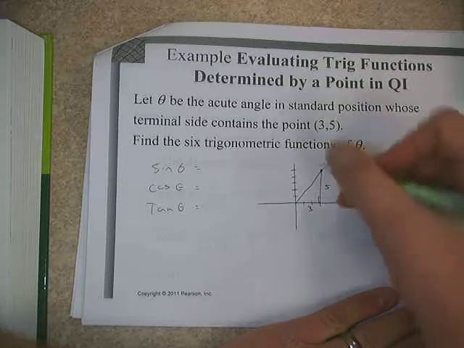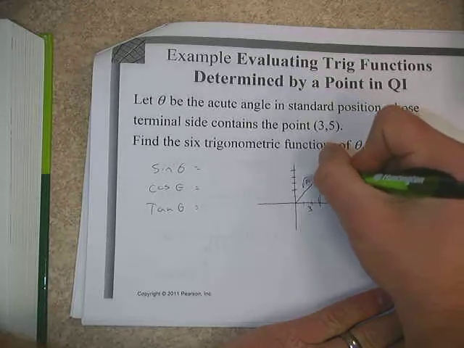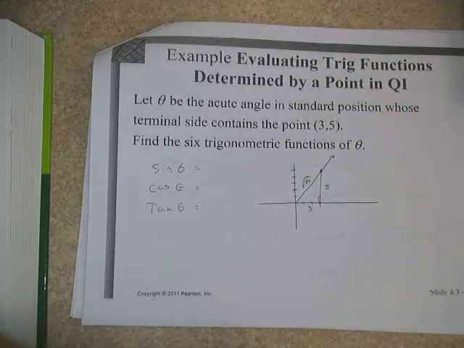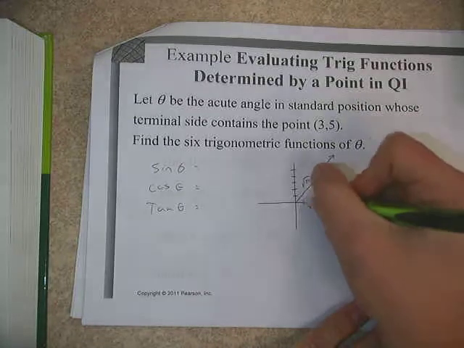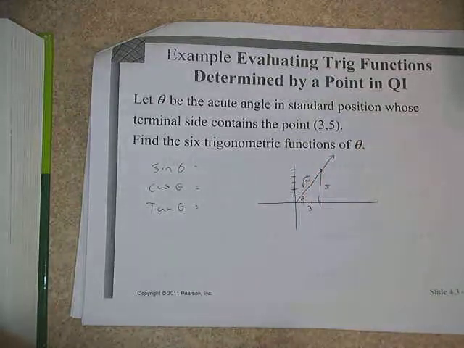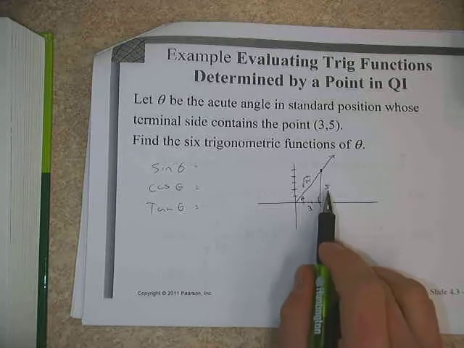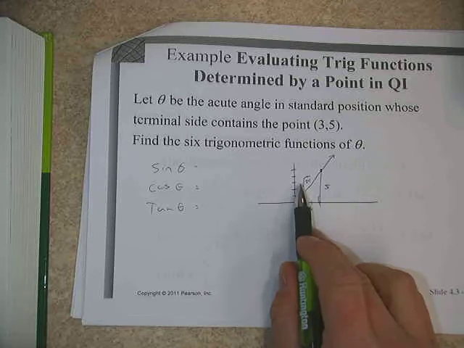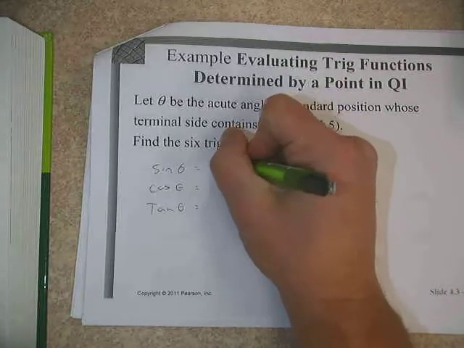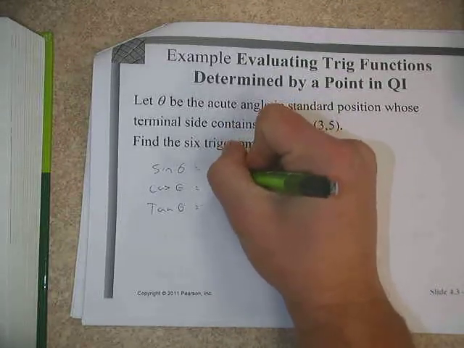If it's a 3 leg and a 5 leg, that's going to be 3 squared plus 5 squared, which would be 34. The square root of that would be our hypotenuse in this problem. Once we have that triangle drawn, then the 6 trig functions should be a piece of cake. So again, knowing that this is theta, the angle in question, initial side positive x, terminal side goes through (3, 5), we're talking about this angle.